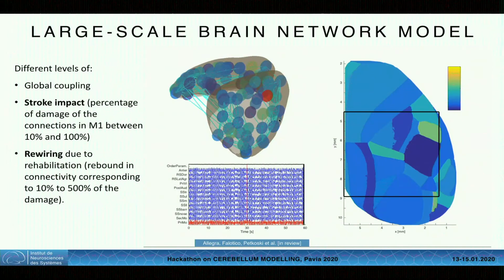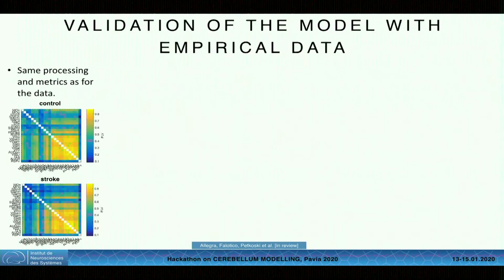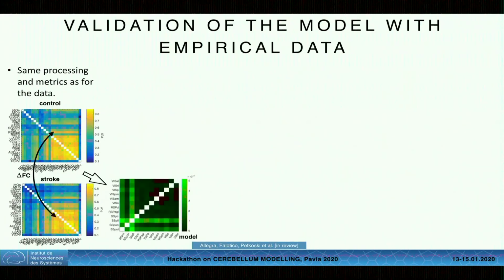So then we test all these scenarios and we see which one of them will later give the best predictability or the best correlation with the data. And the other thing that we analyze is the rewiring due to rehabilitation, because not just the impact of the stroke when the links are removed, but there's also rewiring between other regions, especially contralateral regions, which then probably affect both the dynamics and the recovery.